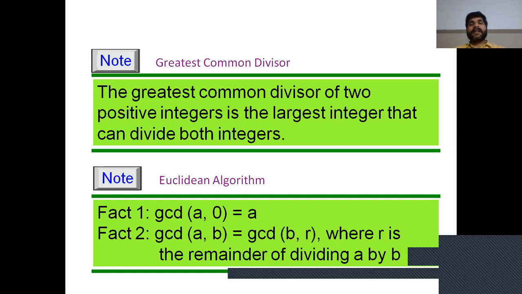The greatest common divisor of two positive integers is the largest integer that can divide both integers. Euclidean algorithm, Fact 1: GCD(a, 0) equals a. GCD(a, b) equals GCD(b, r), where r is the remainder of dividing a by b.